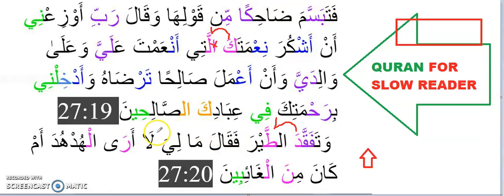فقال ما لي لا أرى. Connect the ra to the lam. قال ما لي لا أرى الهدهد أم كان من. Connect the noon to the lam. So this one we have almost. Let's pay attention to this now.